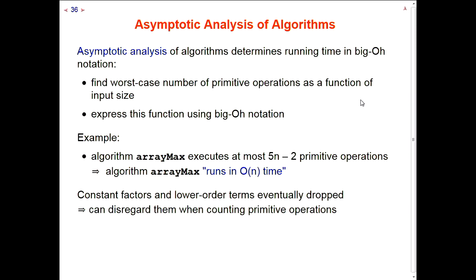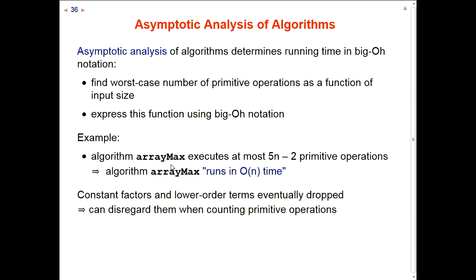So you have determined your function, which could have been, what was it, 7 times n to the power of 3, etc. And we know this is O(n cubed). Or here, the algorithm arrayMax, where we said it executes at most 5n minus 2 primitive operations. Then we would say algorithm arrayMax runs in O(n) time, in linear time.